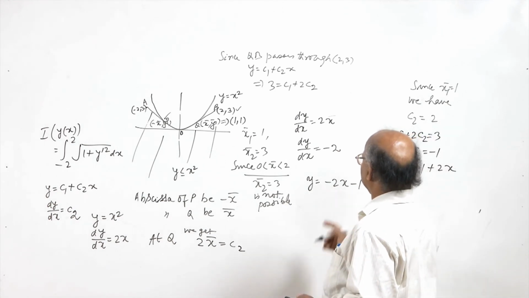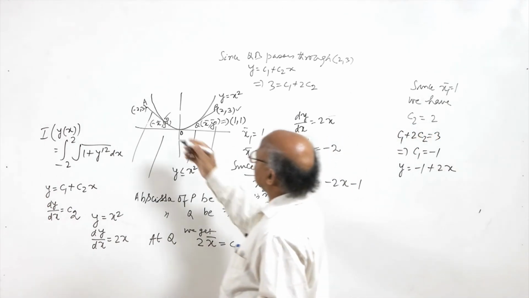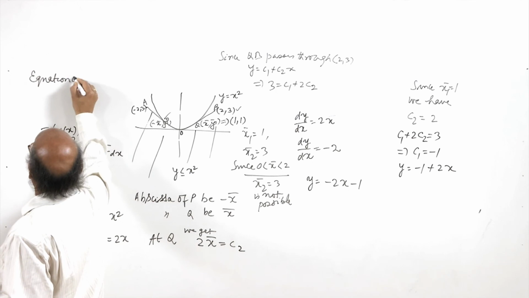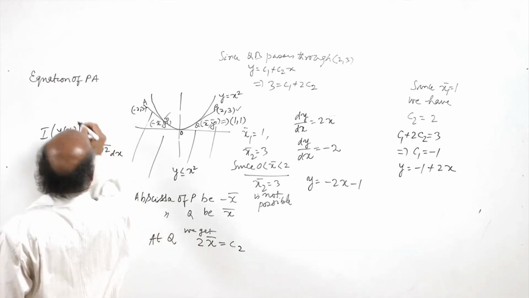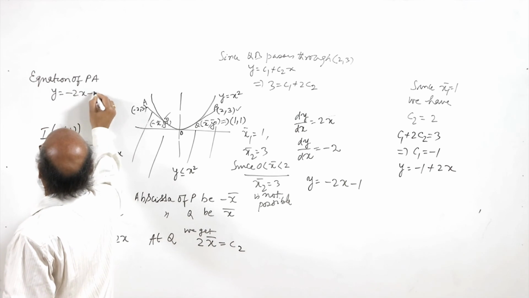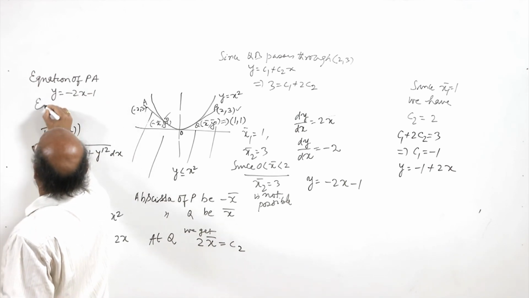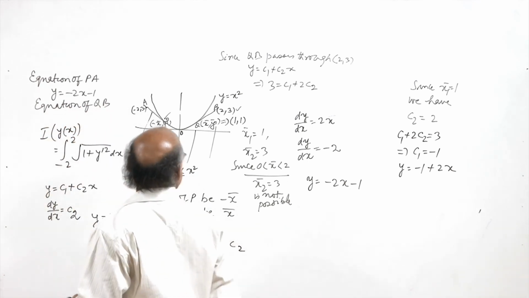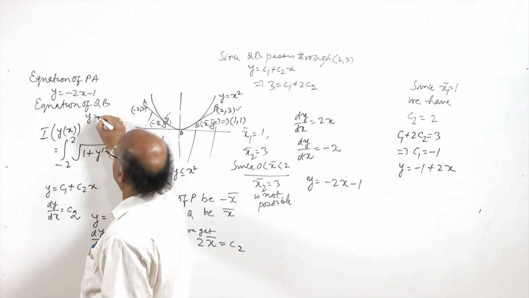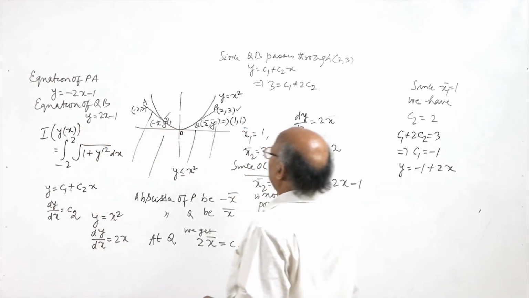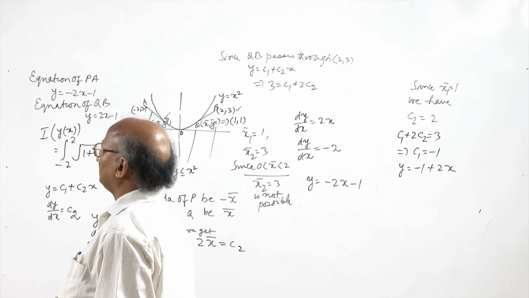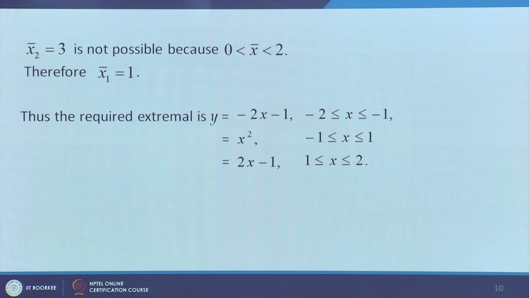So, here the equation will be minus 2x minus 1, that this is the equation of PA. Equation of PA will be y equal to minus 2x minus 1. Equation of QB will be y equal to 2x minus 1. So, the extremal will have the equations y equal to minus 2x minus 1 from minus 2 to minus 1.